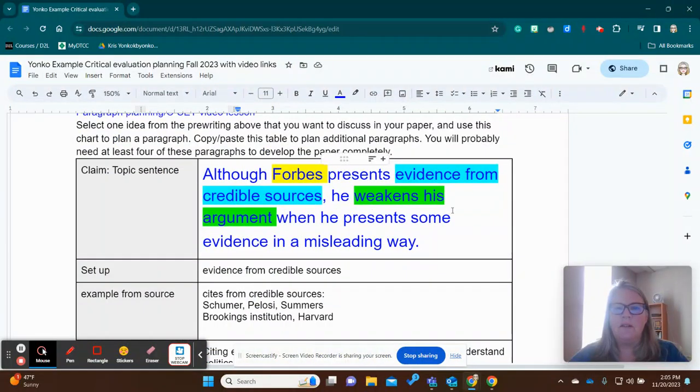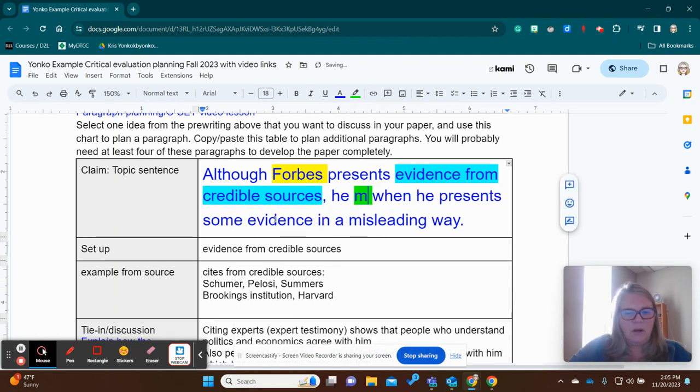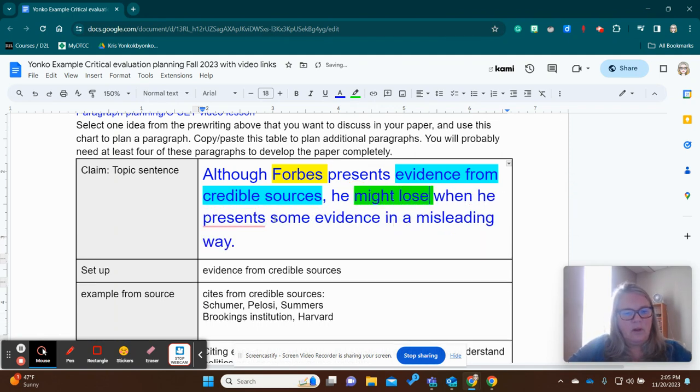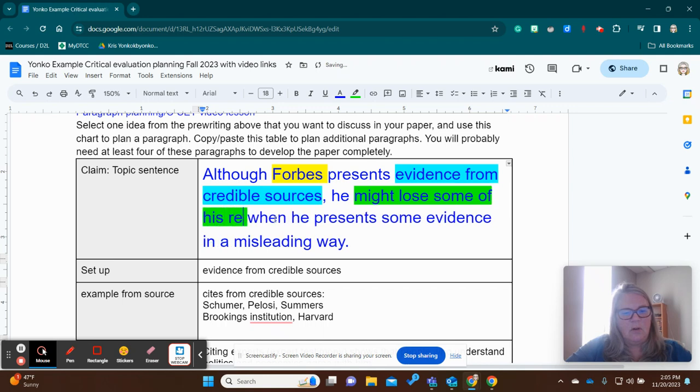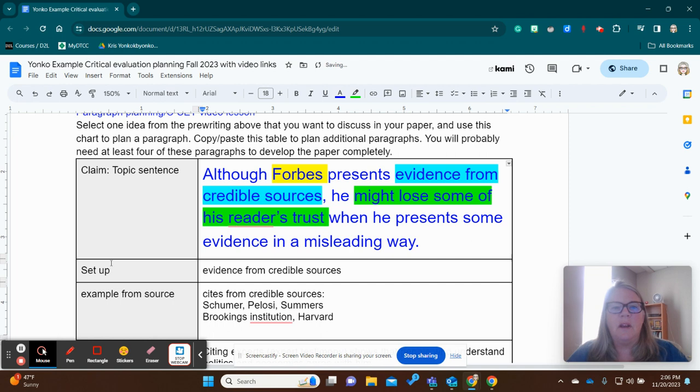So he presents evidence from credible sources, but he weakens his argument, or he might lose some readers' trust. We could even say it that way. He might lose some of his readers' trust when he presents some evidence in a misleading way. Readers, that apostrophe should go after, because it's more than one reader. There we go. Okay.